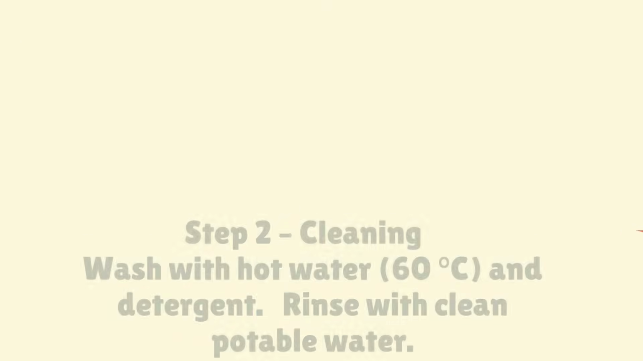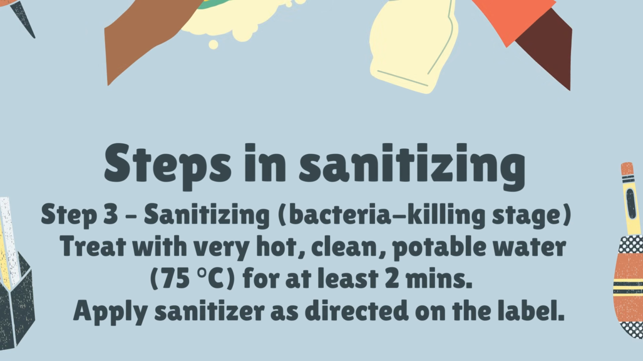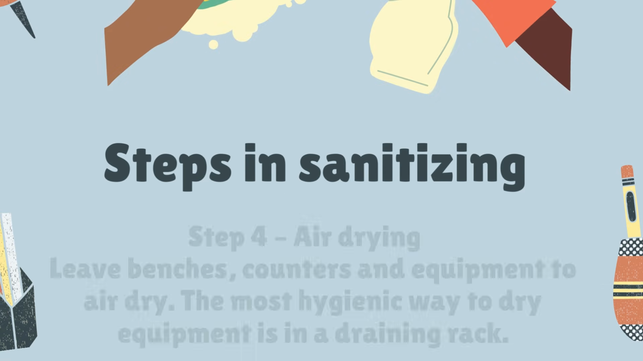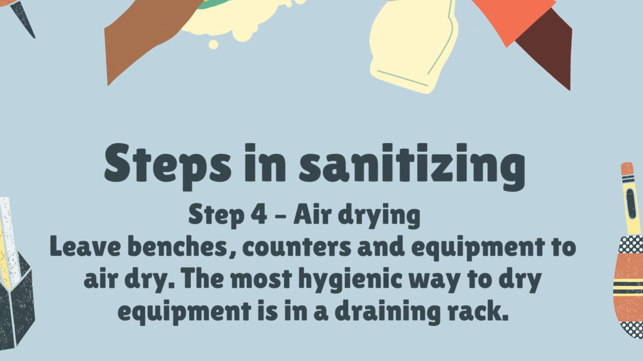The next step is sanitizing, or this is the bacteria killing stage. So what are we going to do? Treat with very hot or clean potable water, preferably 75 degrees Celsius for at least 2 minutes. And then apply sanitizer as directed on the label. And the last step is air drying. Syempre, after nating linisin, patutuyuin na. We are referring, class, dun sa mga sinasanitize nating equipment or areas in the kitchen.